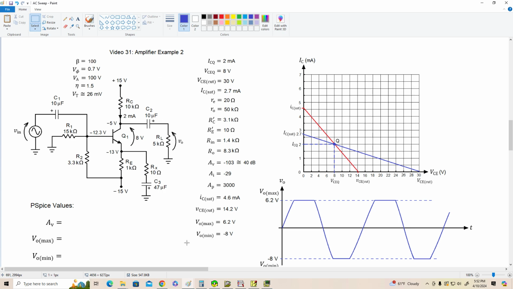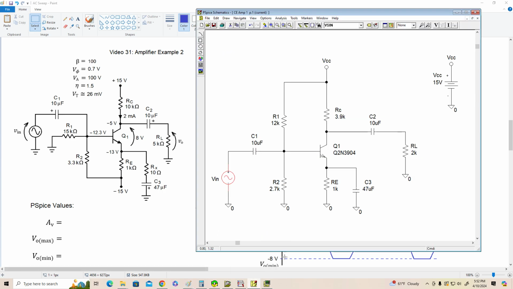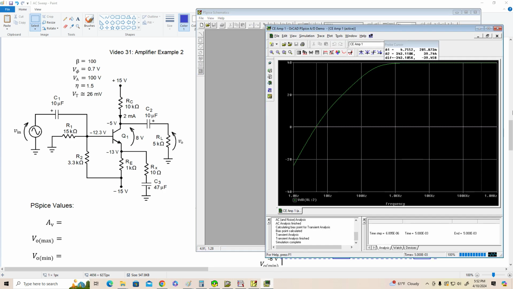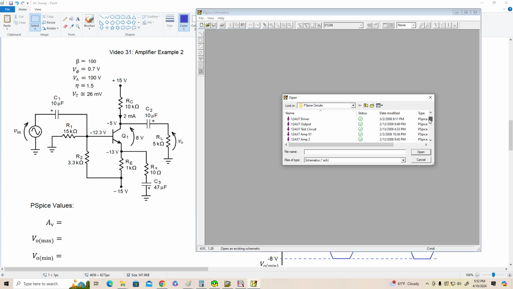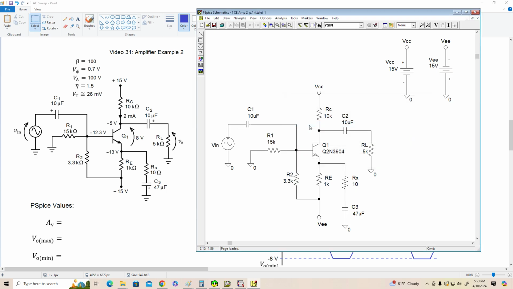Now, I've already got all of our results of our manual analysis here, and we'll refer to this as necessary, but what I'm going to do is call up the PSpice version of this amplifier. I've already drawn it, so I don't have to torture you by drawing it here. We'll just open it, and I called that file CE amp2. Okay, and here it is.